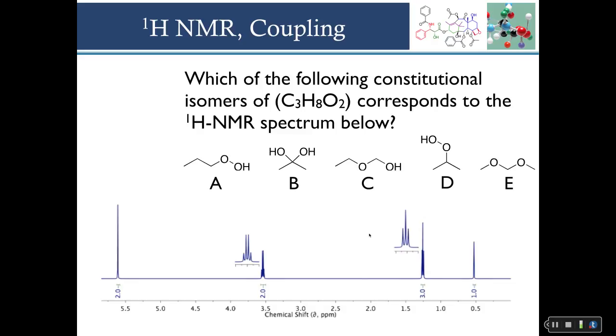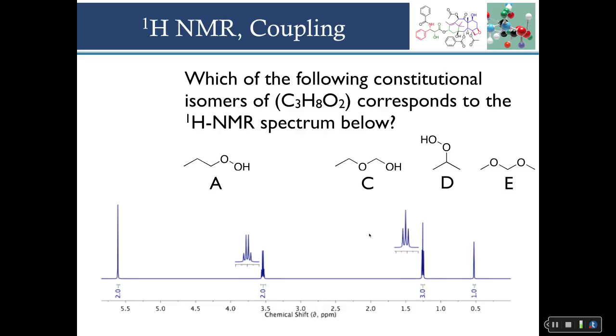So I look at A and I see a methyl, a CH2, and then an OH. Okay, I think that one would probably have 4. But I look at B then, and I see that it's got only 2 equivalent methyl groups and 2 equivalent hydroxyl groups. I would only expect to see 2 signals for B, so B is out. Let's look at C. C again, I've got a CH3, a CH2, and then a CH2 and an OH. Okay, that's still legitimate. We've got 4 different signals, seems reasonable.